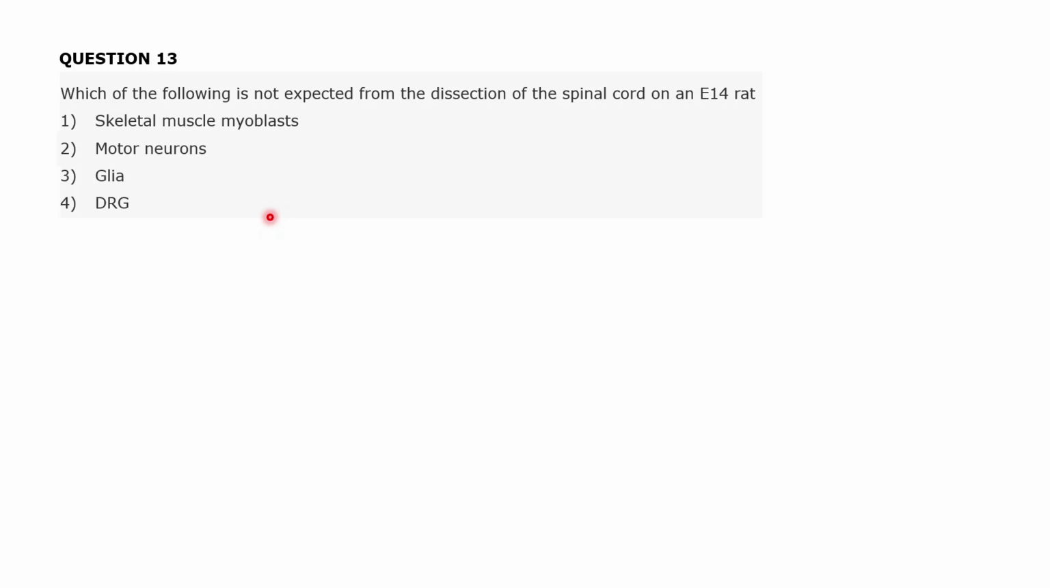Okay, so the answer to the question is skeletal muscle myoblast. These others are all part of the nervous system: motor neurons, the glial cells, as well as DRG, or dorsal root ganglion. You are dissecting these neurons either from the motor neurons in the spinal cord, and glial cells and DRG in the peripheral nervous system, and the glial cells in the central nervous system, that is from the brain.